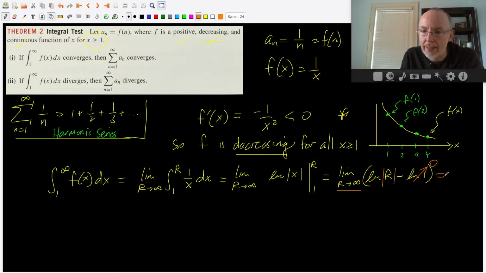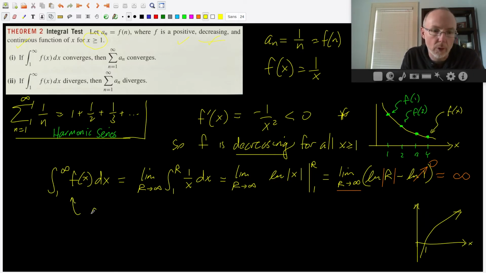The point is that this is going to be infinite, because the limit as x tends to infinity of the natural log goes off to infinity. If I draw the natural log, it looks something like this. So our natural log function is divergent as x goes to infinity. This integral, therefore, diverges because it does not have a finite value. The limit does not converge to a finite value. The limit diverges, the integral diverges.